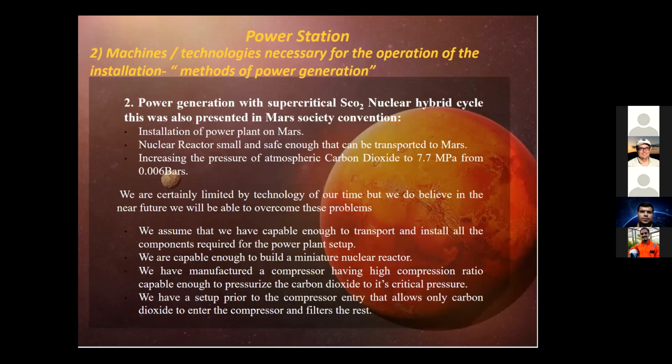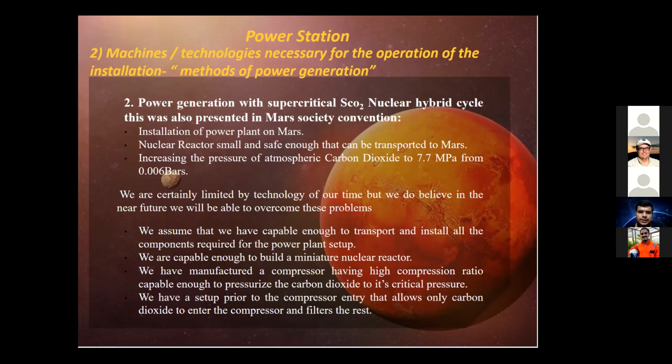So here is another method of power generation: power generation with a supercritical SCO2 nuclear hybrid cycle. This was also presented by one of my colleagues at the Mars Society convention. Basically, we are not going to use solar panels for the heat requirement in the heat exchanger. Instead we will be using nuclear fuel in place of solar panels.